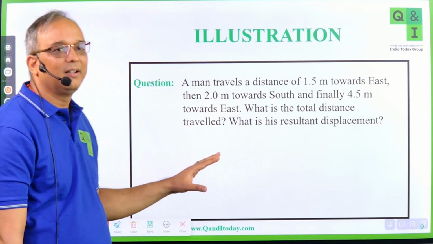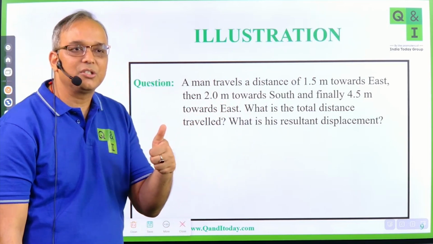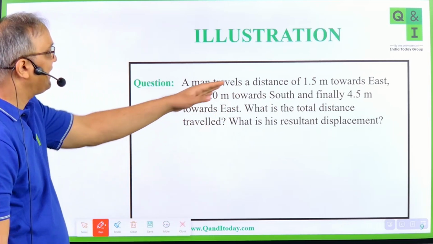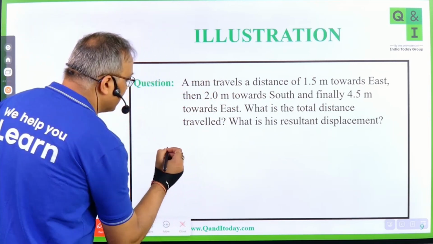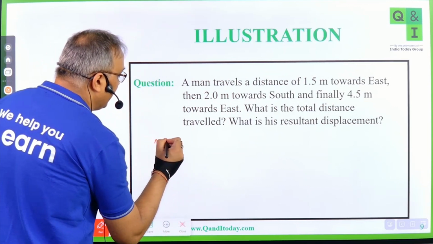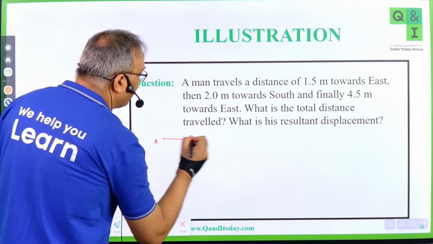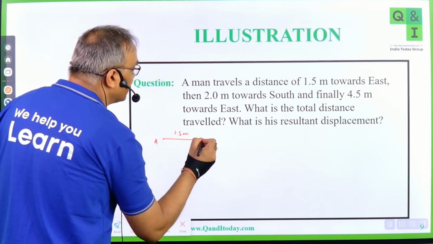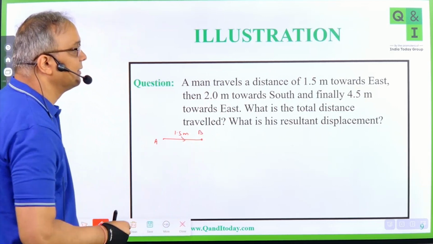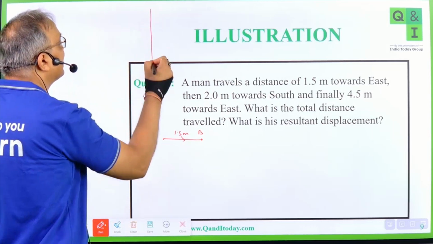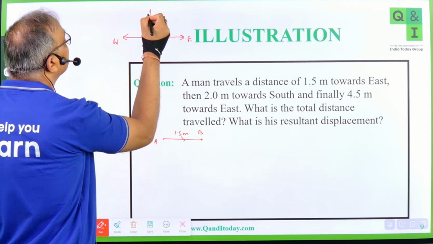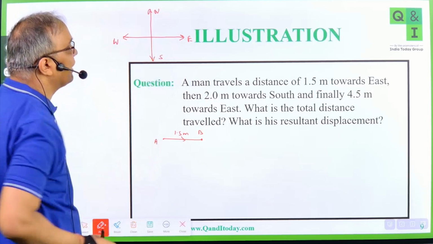So let's make a rough diagram. As I said, first step is to understand the question and make a rough diagram of the understanding which we have. So the man travels a distance of 1.5 meter towards east. So let's say the man starts from this position A. He goes 1.5 meter towards east to some point B. East is this direction. I hope you understand the directions. So this is your east, this is west, this is north, and this is south.